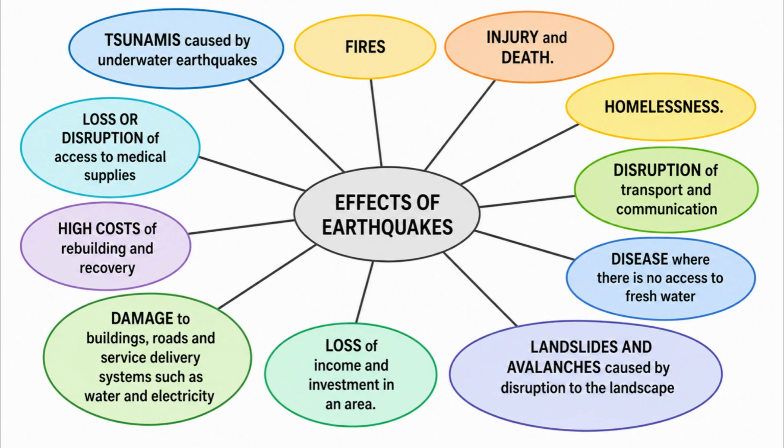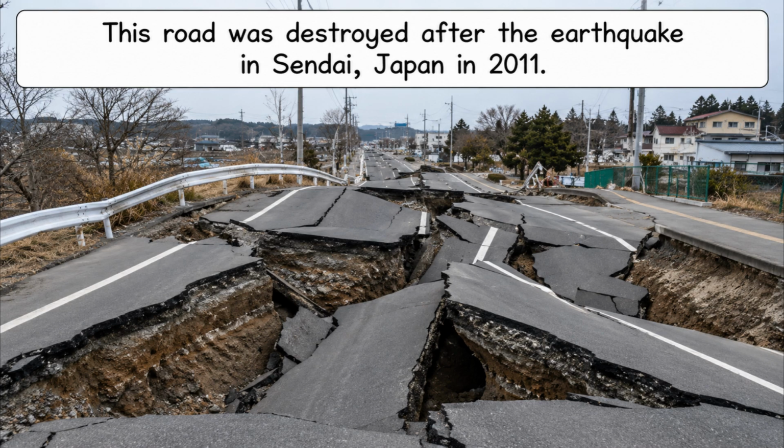Effects of earthquakes. Tsunamis. Caused by underwater earthquakes. Fires. Injury and death. Homelessness. Disruption of transport and communication. Disease. Where there is no access to fresh water. Landslides and avalanches. Caused by disruption to the landscape. Loss of income and investment in an area. Damage to buildings, roads, and service delivery systems such as water and electricity. High costs of rebuilding and recovery. Loss or disruption of access to medical supplies. This road was destroyed after the earthquake in Sendai, Japan in 2011.